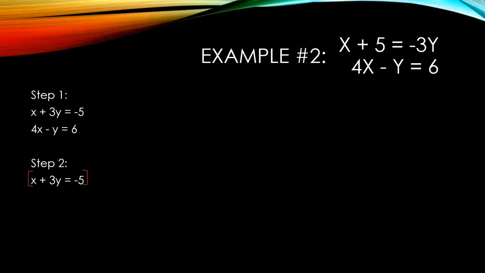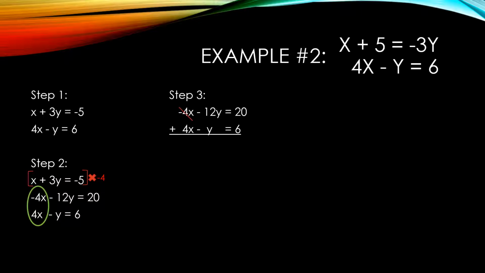Multiplication. So we're going to multiply each term by negative 4, so that our new equation reads negative 4x minus 12y equals 20. And our second equation, again, no changes there, 4x minus y equals 6. Now we're ready to go because we have opposite values in our two equations. Step number 3, we're going to go ahead and add those two equations together, eliminating our x value and leaving us with negative 13y equaling 26.